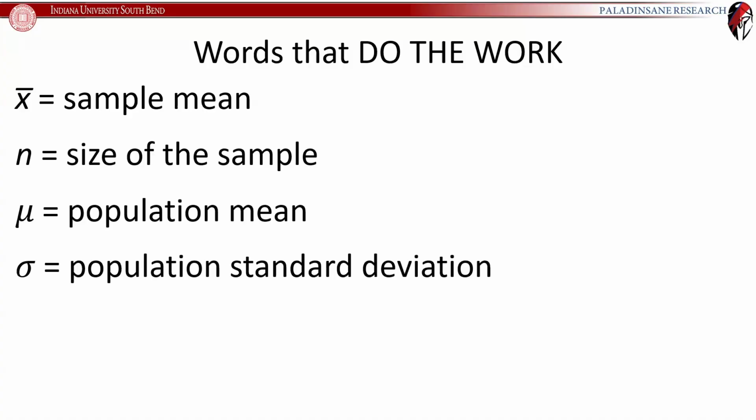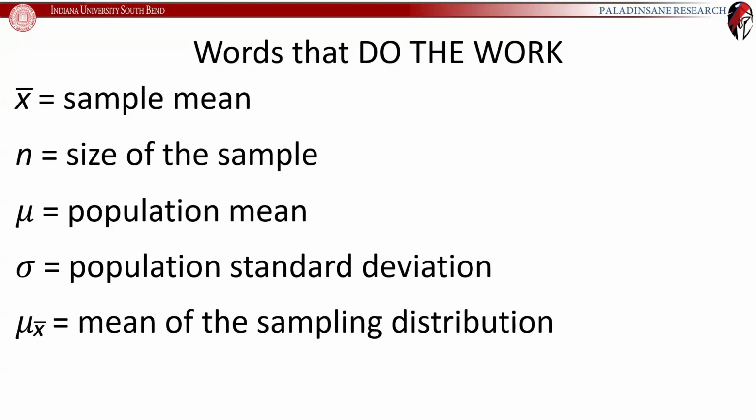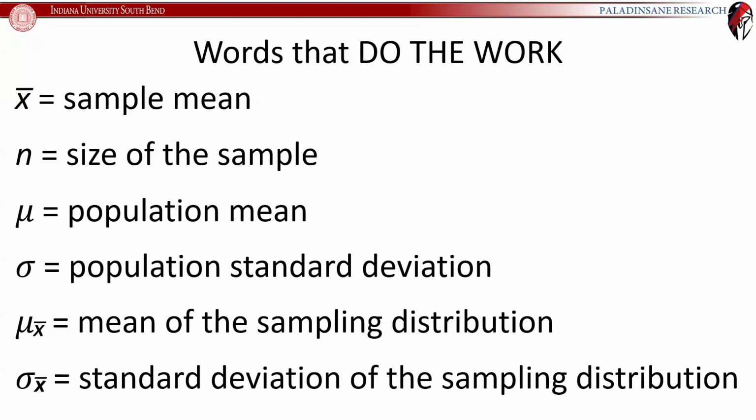We got sigma for the population standard deviation. And then we have two new ones, which are mu x bar. And this is the mean of the sampling distribution. And I'm going to illustrate exactly what this is, but just know that that mu symbol with the subscript x bar, that is the mean of the sampling distribution. And then likewise, sigma x bar, that is the standard deviation of the sampling distribution.